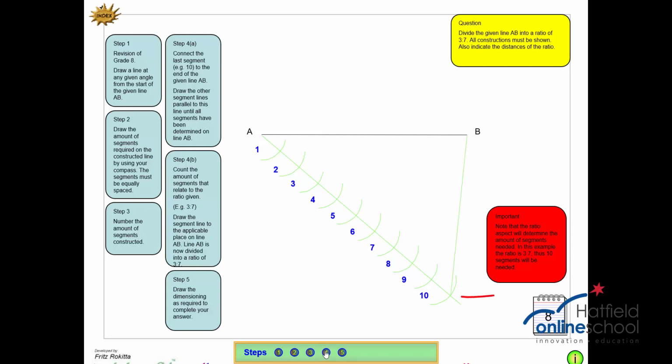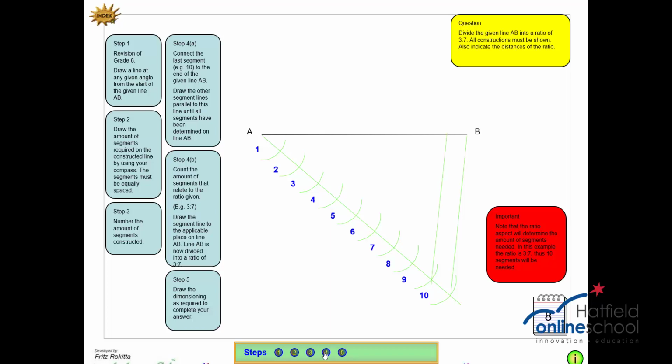Now we're going to place our ruler at the last segment at number 10's intersection of the arc and the diagonal line, and we're going to line it up with the end of the line, which is point B in this case as reference point, and we draw a light construction line from that intersection at 10 to the end of line, which is B. This angle is very important because we're going to use this angle now for each one of the other segments all the way back to number 1's segment.